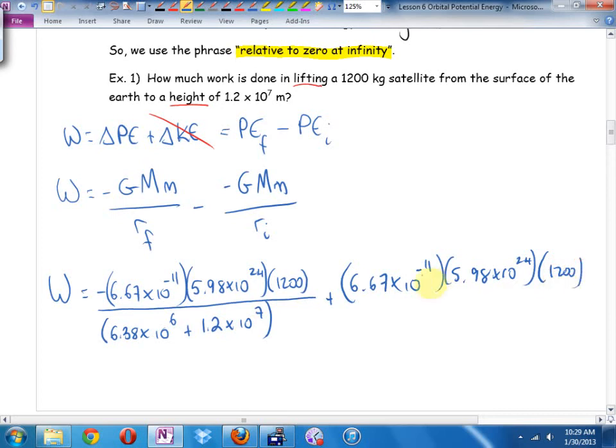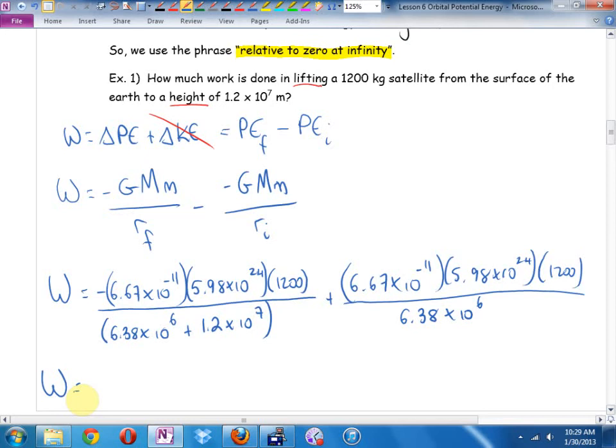1200 divided by our initial radius. We're starting from the surface of the Earth. Surface of the Earth has a radius of 6.38 times 10 to the 6th. Here's how, and now pick up your calculators. This is how I recommend you do this. We're going to be clever.